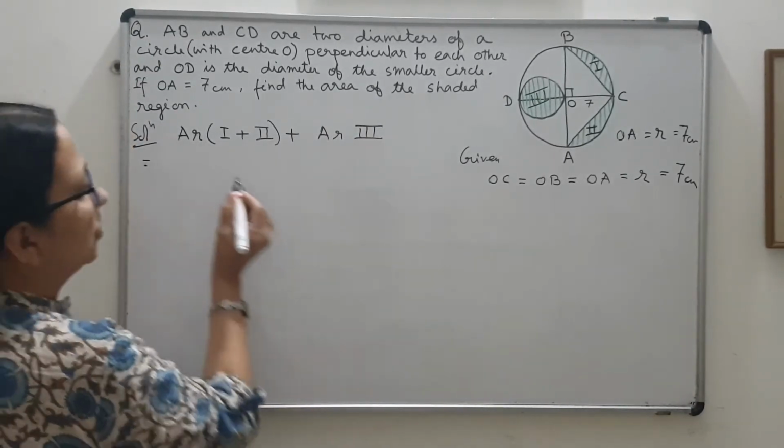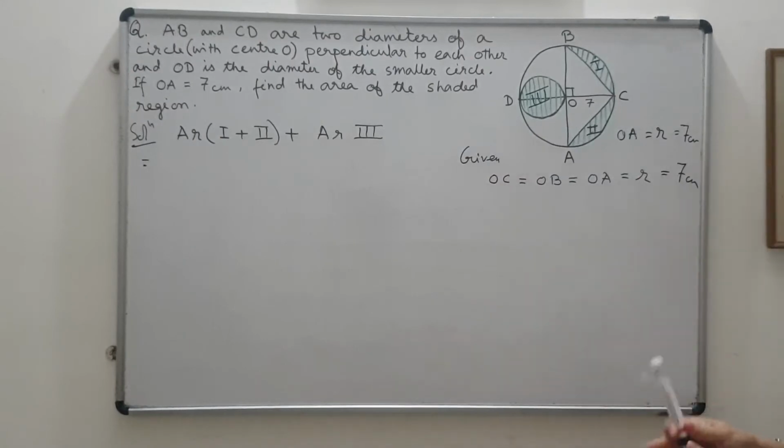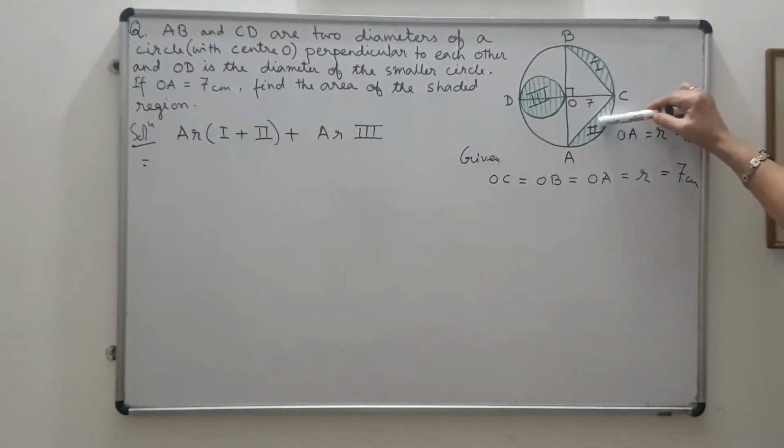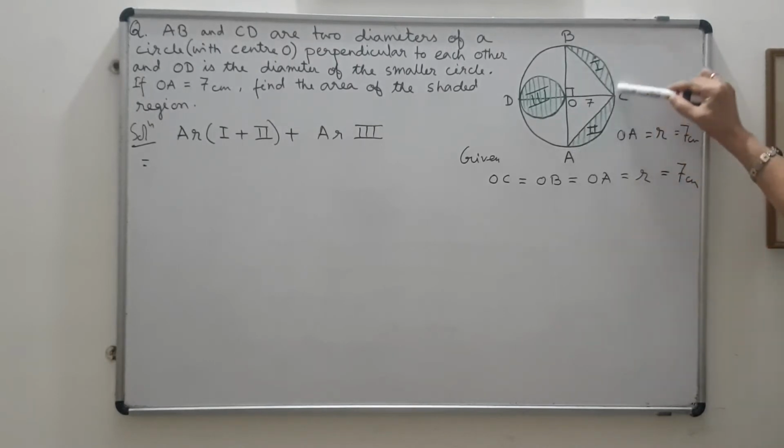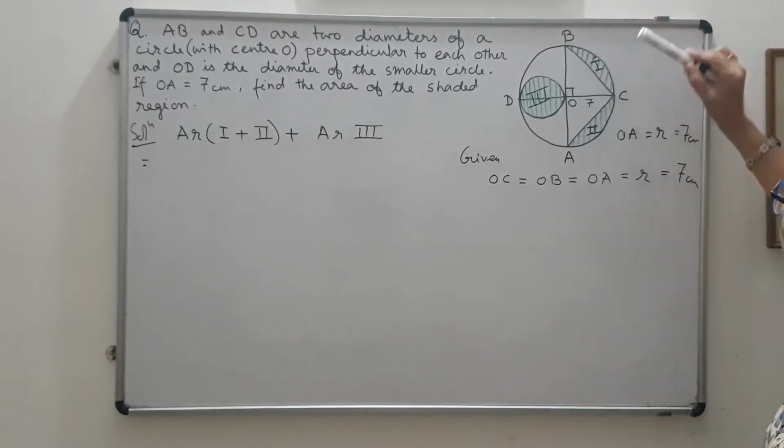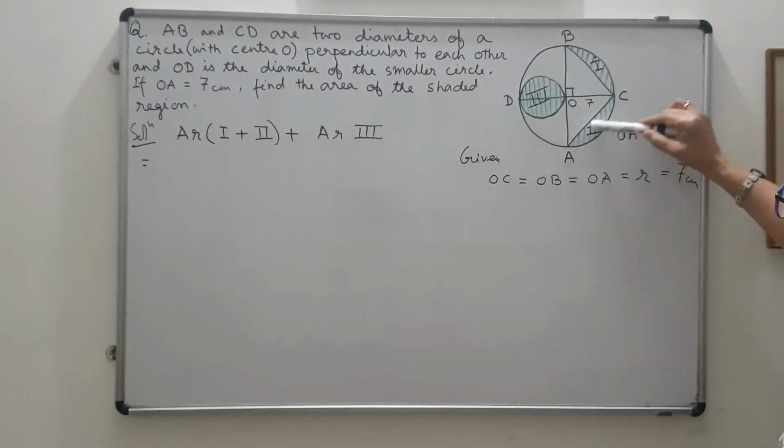Now what are these things? If you observe, this area plus this area is nothing but the area of this semicircle with AB as the diameter, minus the area of this triangle.